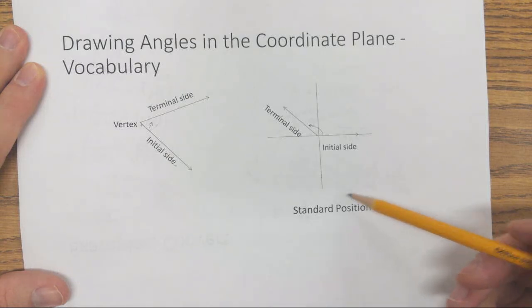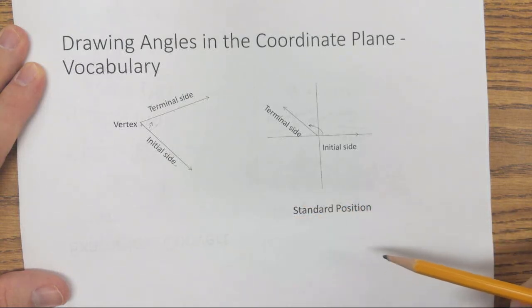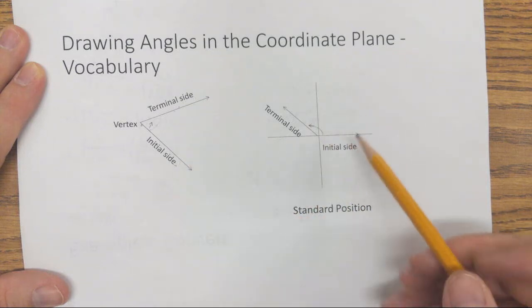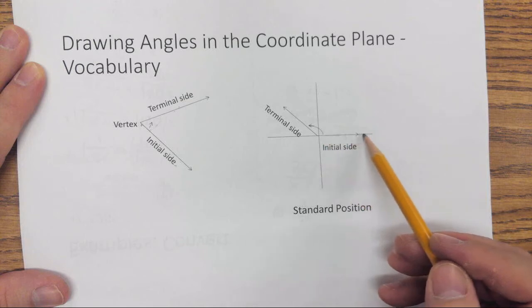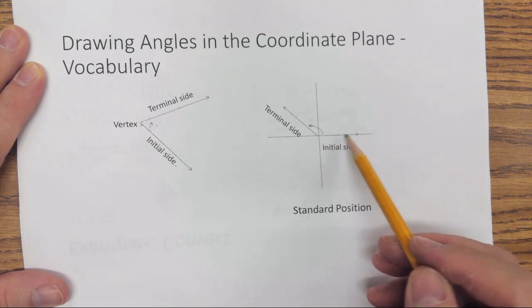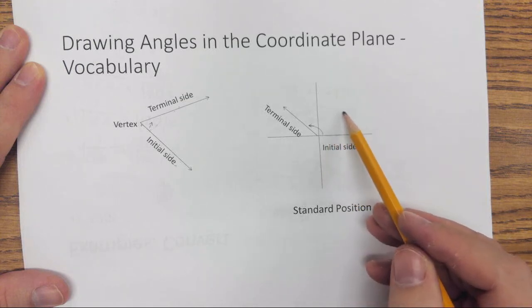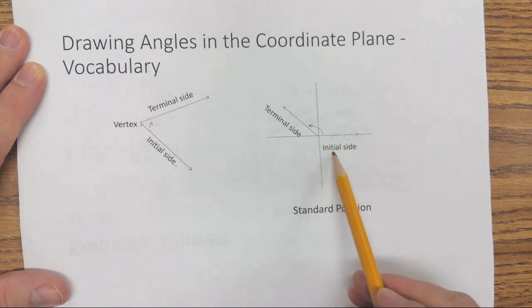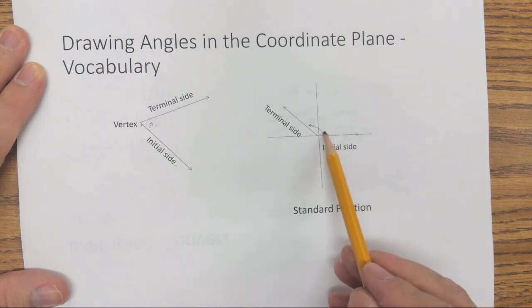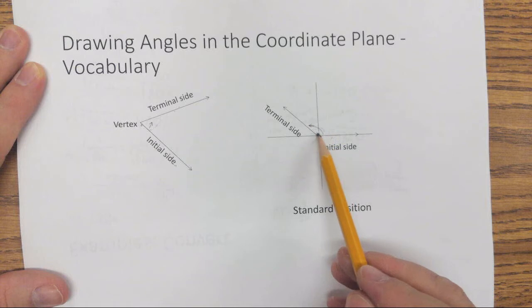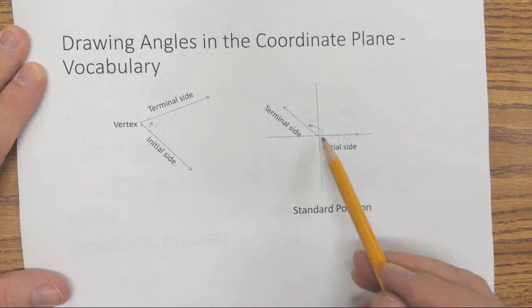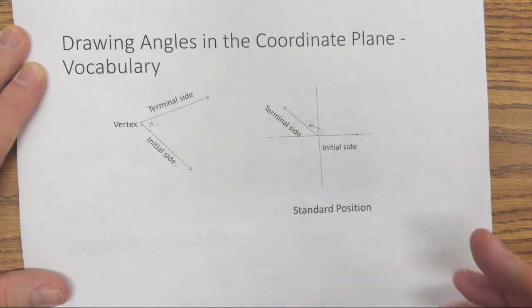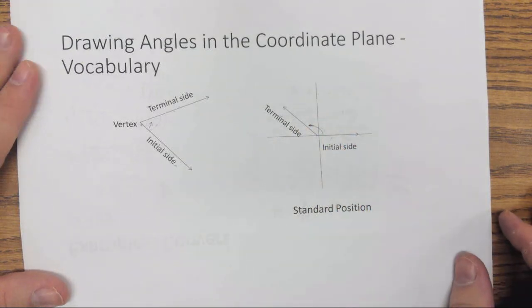In standard position in the coordinate plane, the initial side is always going to start on the x-axis right here at the start of quadrant 1. So here's our initial side. Then when I draw my angle, my terminal side is just the side where my angle ends in the coordinate plane. So this is just a little example there for you.